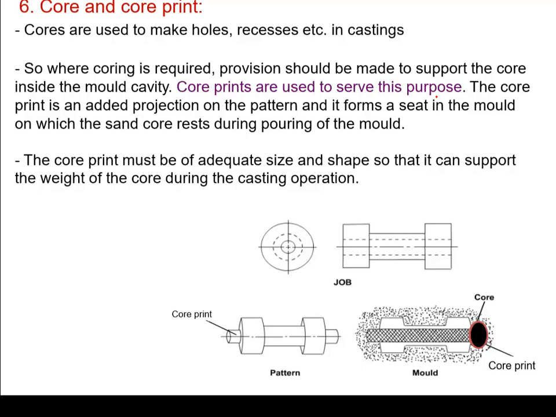The chaplets are also used for supporting the cores, and these core prints also serve the purpose of supporting the core. The core print is an added projection on the pattern, and it forms a seat in the mold on which the sand cores rest during the pouring of the mold. The core prints must be of adequate size and shape so that they can support the weight of the core during the casting operation. Okay, these are the chair or seat for the core.